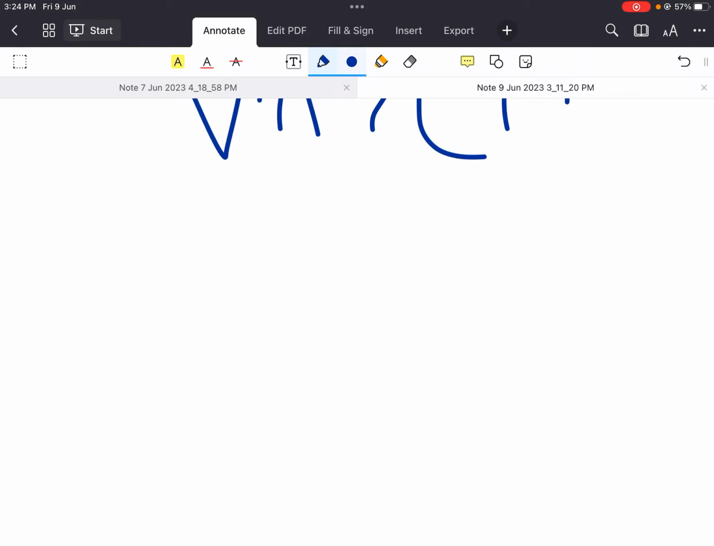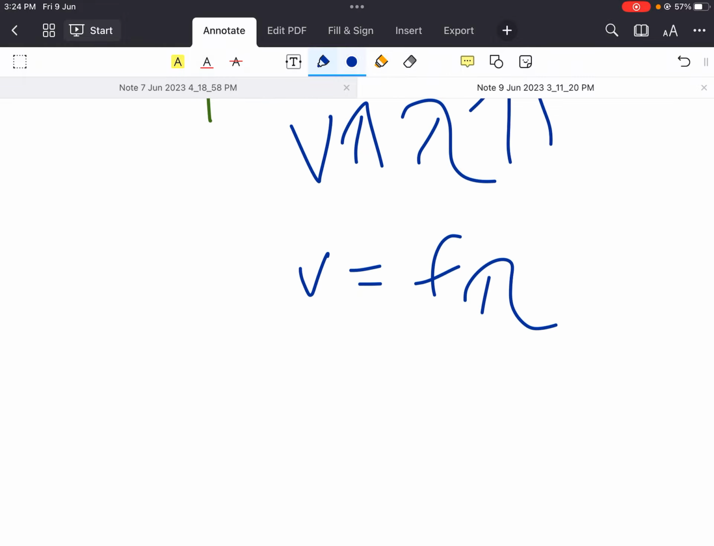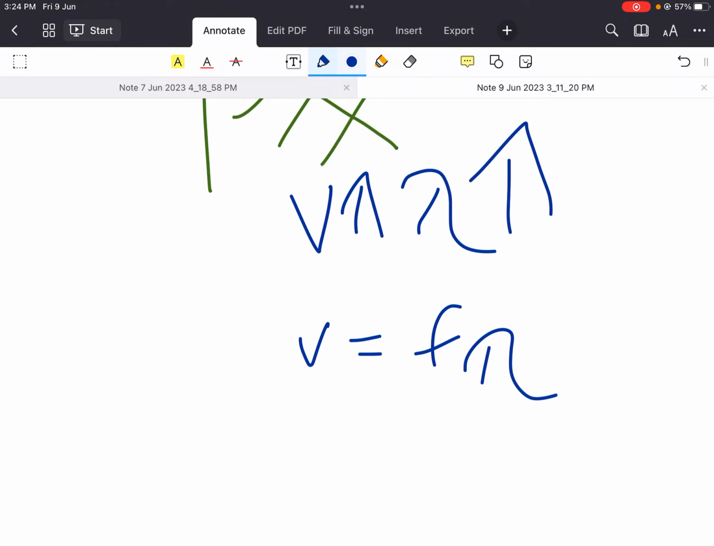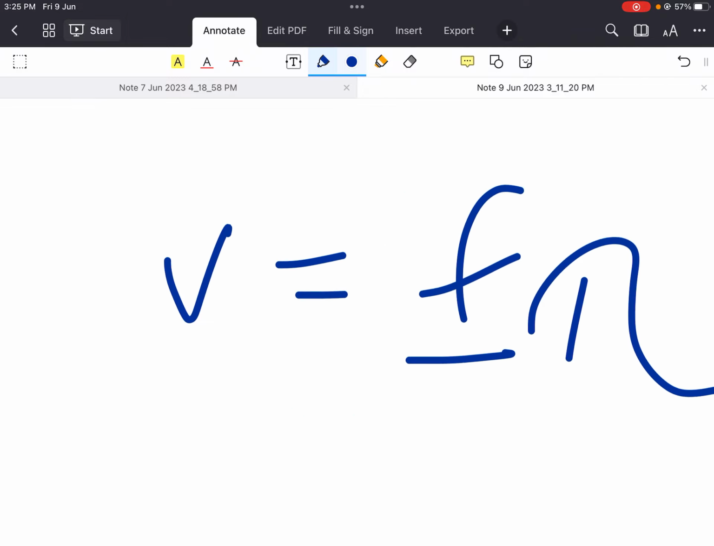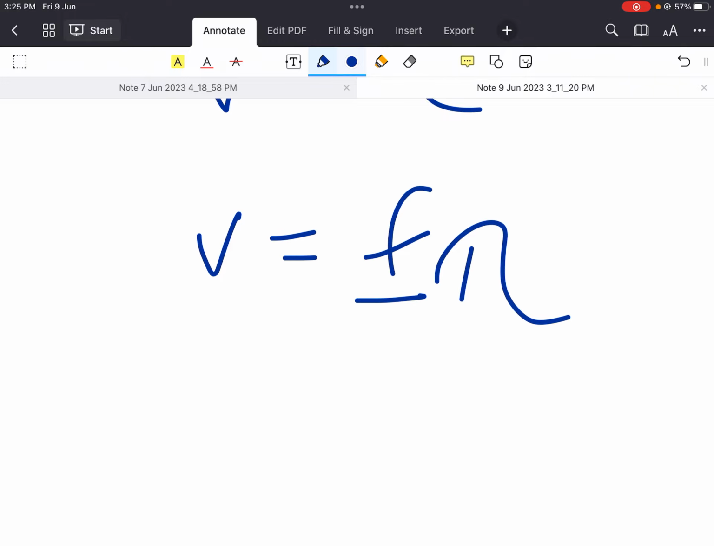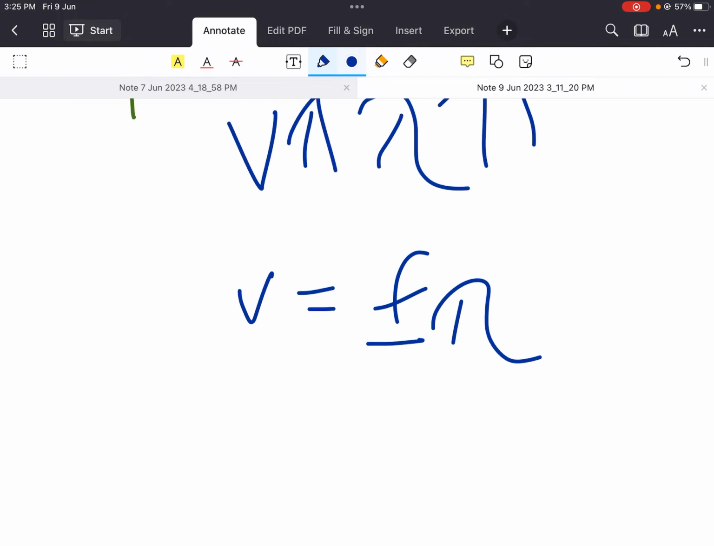This is because of the equation V is equal to F lambda. And a very important property you need to know is frequency. Frequency remains constant during refraction. Frequency is always constant. But as you can see, how will frequency remain constant if speed is increasing?